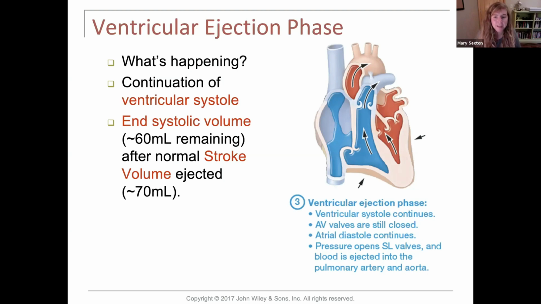But the amount of blood ejected from each ventricle per beat is known as the stroke volume. So if you take a normal end diastolic volume, 130, and subtract a normal end systolic volume, 60, you would get a normal stroke volume of 70 milliliters. And that might be something you're expected to do on a test. Subtract end systolic from end diastolic volume, know how to do that to get your stroke volume. And again, the definition of stroke volume is the amount of blood ejected per ventricle each beat.